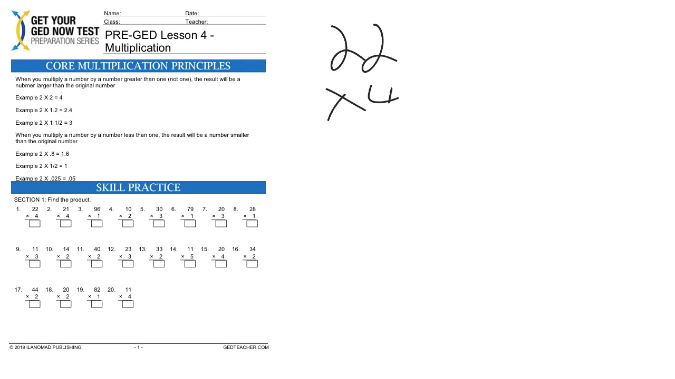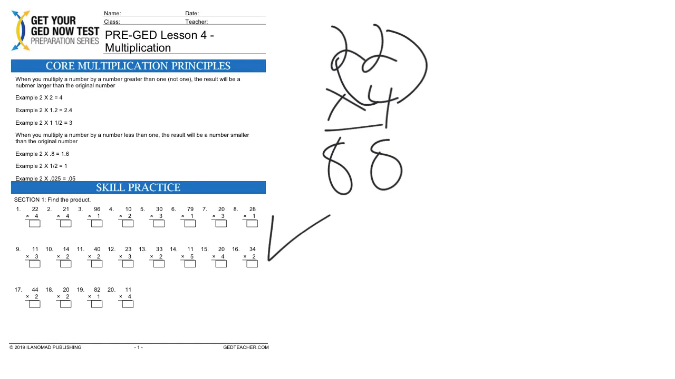22 times 4. So the original number is 22. We're multiplying it by a number greater than 1. We know that the final result is going to be greater. 4 times 2 is 8. And then 4 times 2 is 8. So it's 88. So again, there are some basic things here. Again, in the description of this video, you'll get this worksheet. You can use it, practice it. Let's move on.